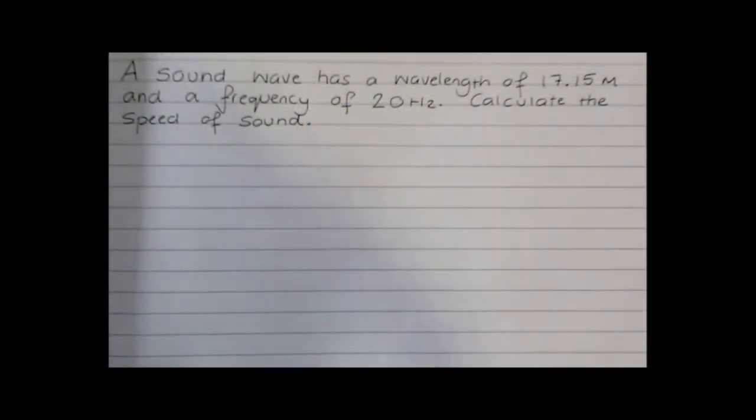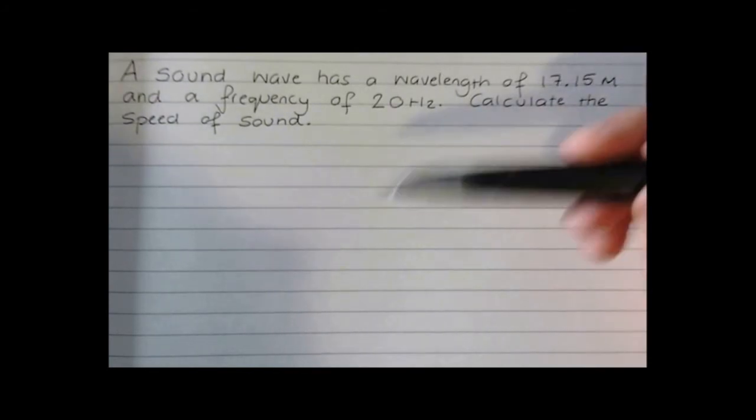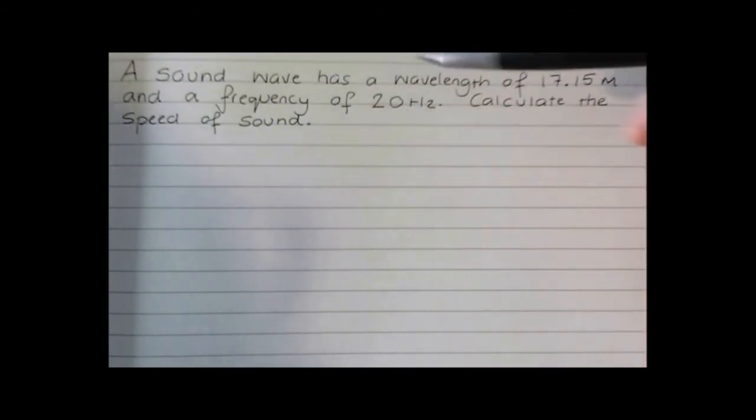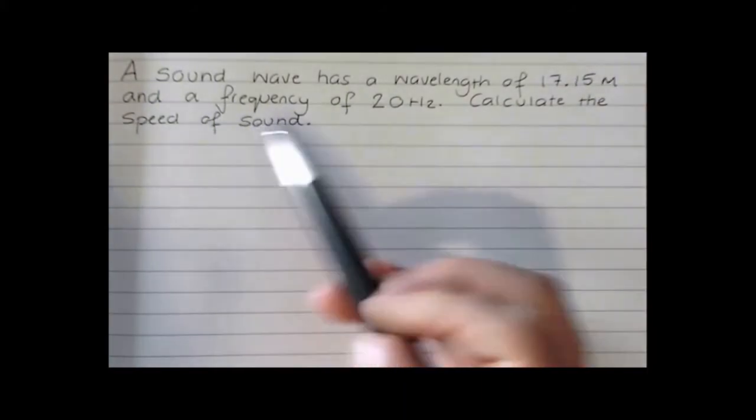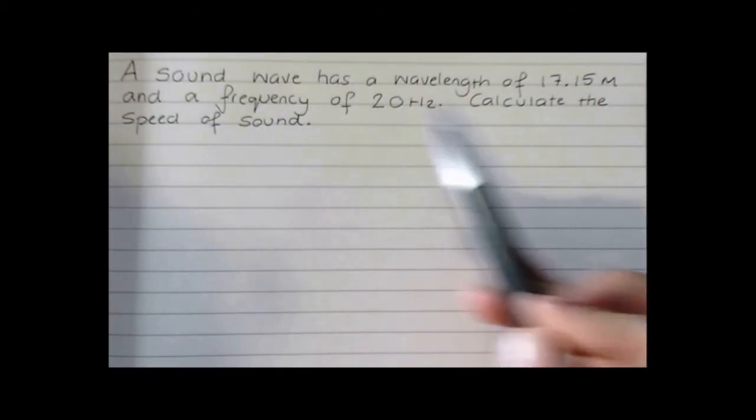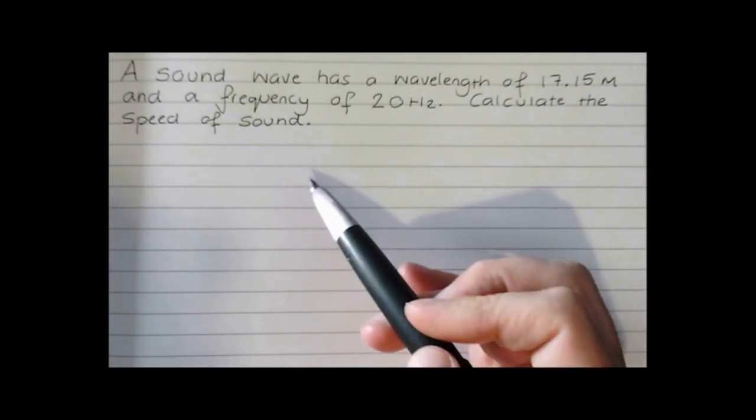In this section of the video, we are going to practice using our formula. So whenever you have to solve an equation, the first thing you always do is you just read the question straight through. So a sound wave has a wavelength of 17.15 meters and a frequency of 20 hertz. Calculate the speed of sound.